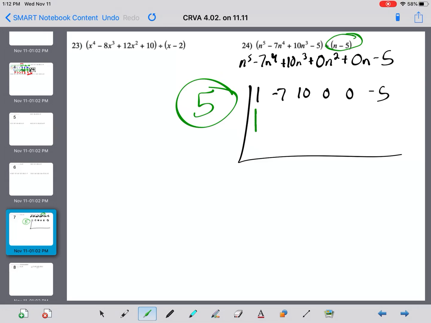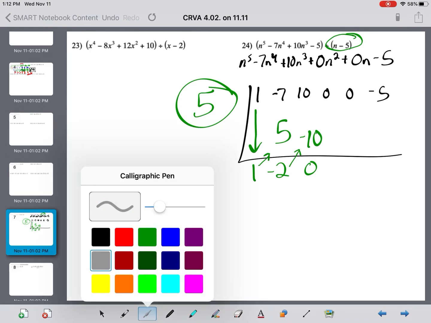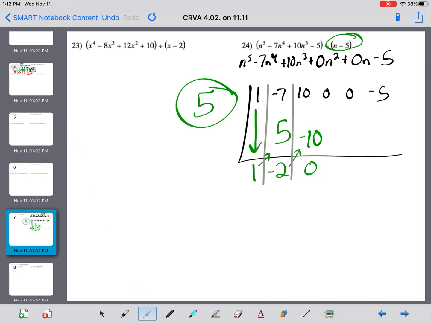Let's run the machine. Drop down the 1. Multiply that by 5. Add. Multiply that by 5. You get negative 10. 10 plus negative 10 is 0. Notice how I'm kind of shifting over. I'm not keeping these things aligned very well. That's naughty. 0 times 0 is 0. 0 plus 0 is 0. Oh my gosh, I said 0 times 0, folks. 0 right here. That was a goof up. 0 times 5 is still 0.